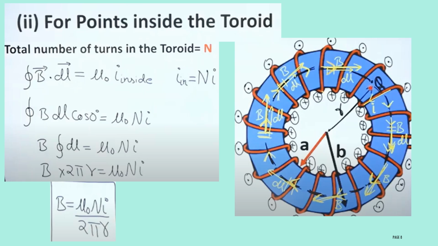How much magnetic field will it experience at the point P? At the point P it will be equal to mu naught Ni divided by 2 pi r.